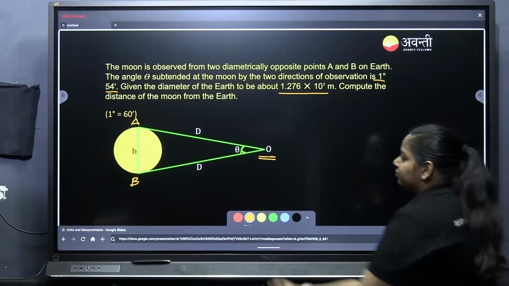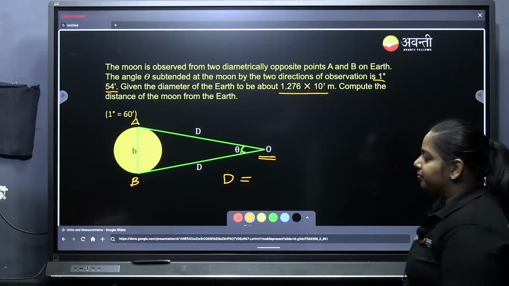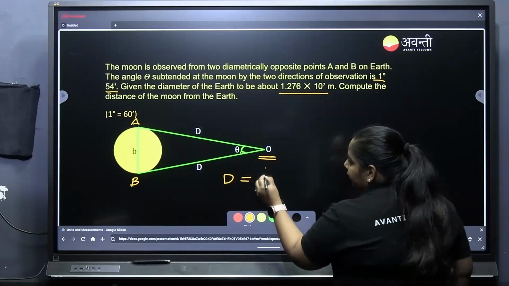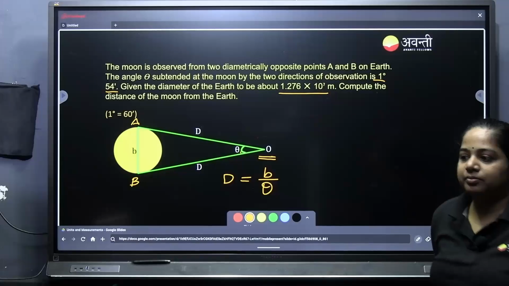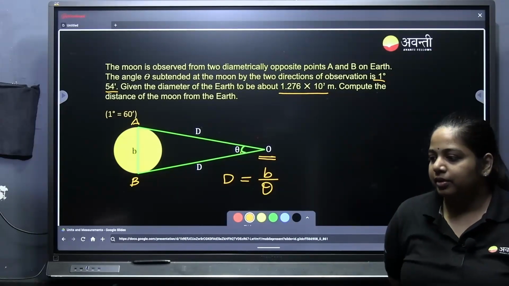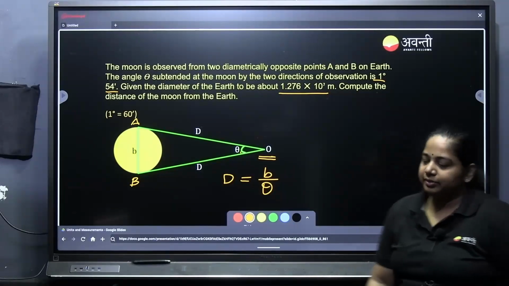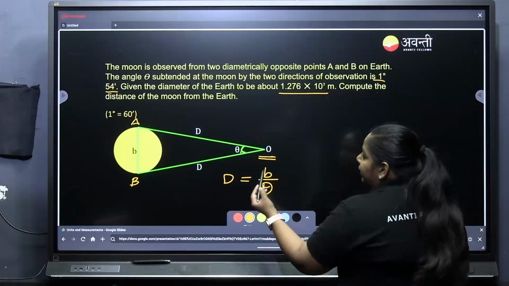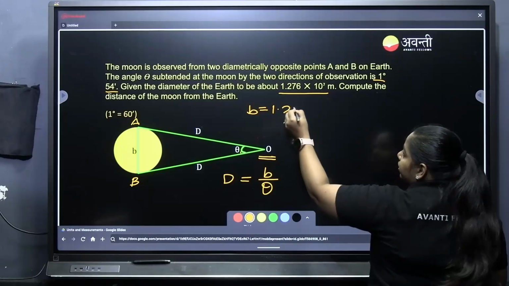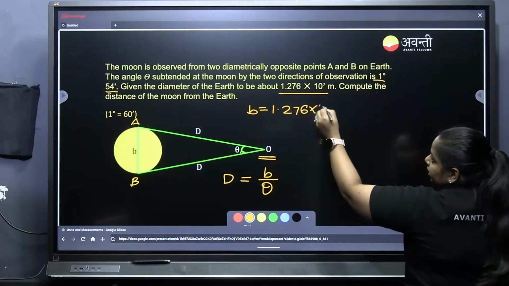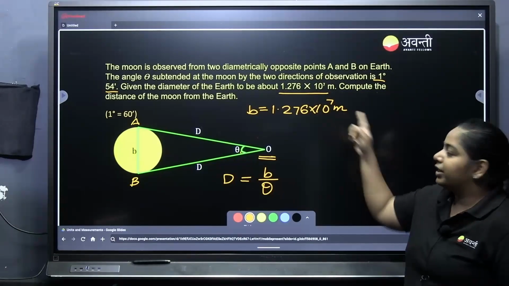What is the equation for that? Radius equals arc by theta, right? Radius into theta is arc, so arc by theta should be radius. Now B you can directly take. B equals 1.276 into 10 to the power 7 meters. You can directly take this value, it is given in SI units.